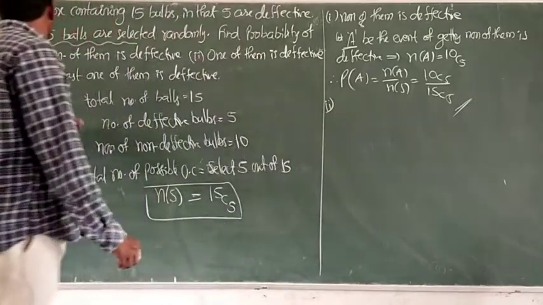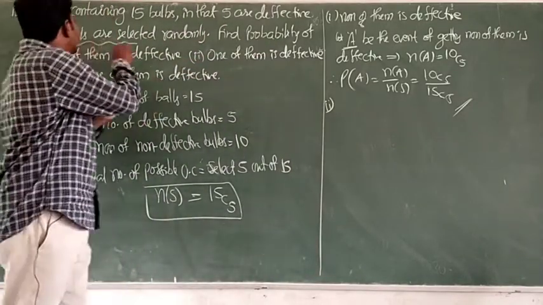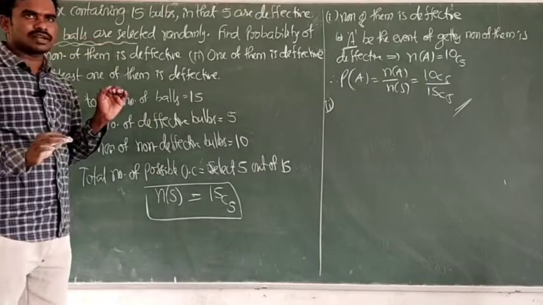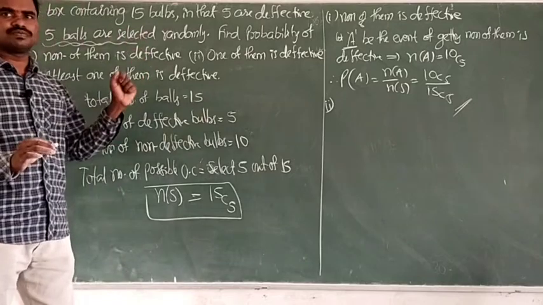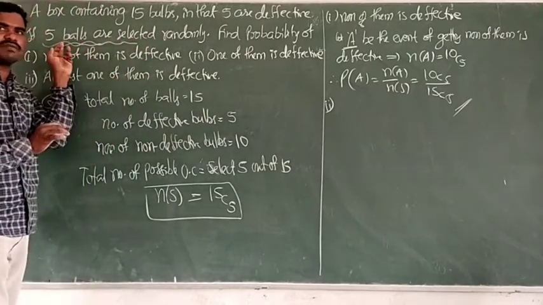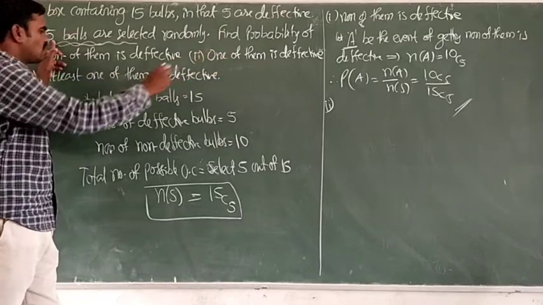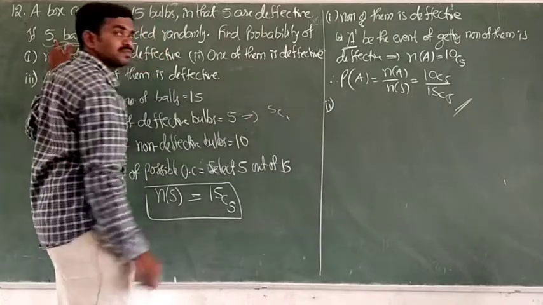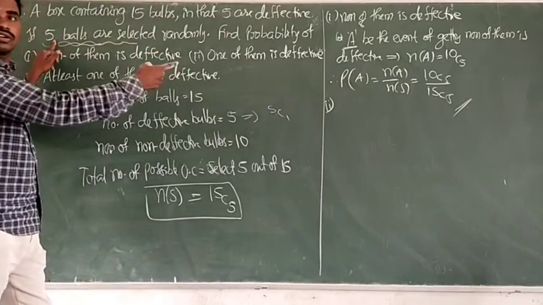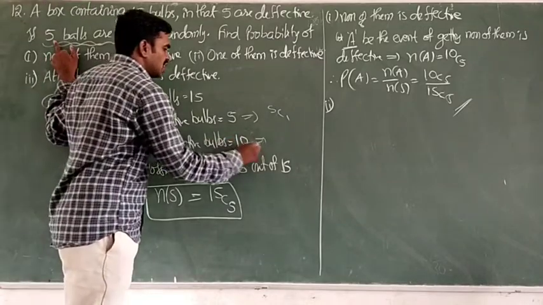Second, one of them is defective. We should select 5 bulbs. Okay, is it clear? In that 5, one of them is defective. So remaining 4, actually we should choose 5 bulbs. In that 5, one is defective. So one will be taken from defective means from 5. So 5C1, and remaining 4 can be taken from non-defective. So here 10 are there non-defective.